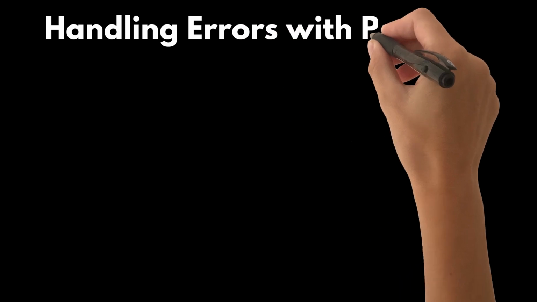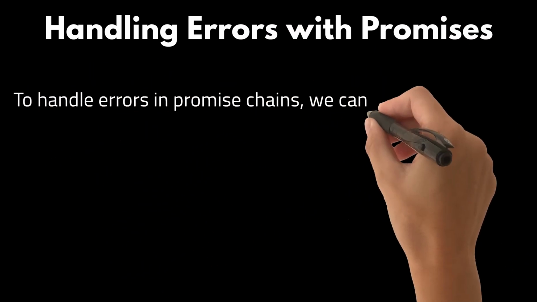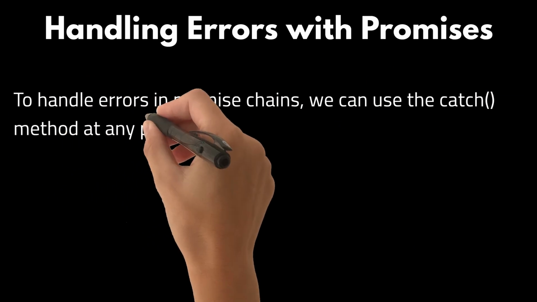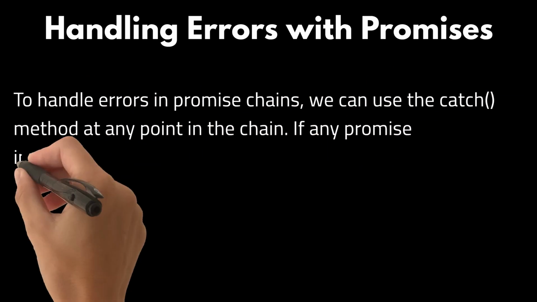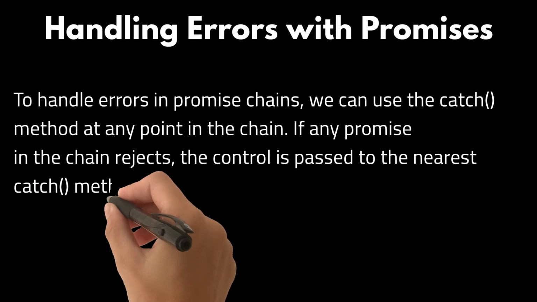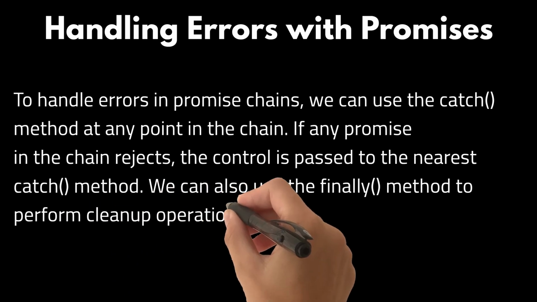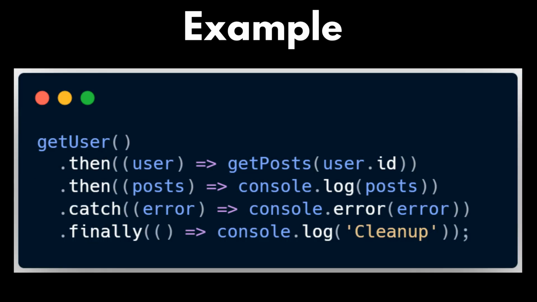Handling errors with promises. To handle errors in promise chains, we can use the catch method at any point in the chain. If any promise in the chain rejects, the control is passed to the nearest catch method. We can also use the finally method to perform cleanup operations regardless of the promise's state.